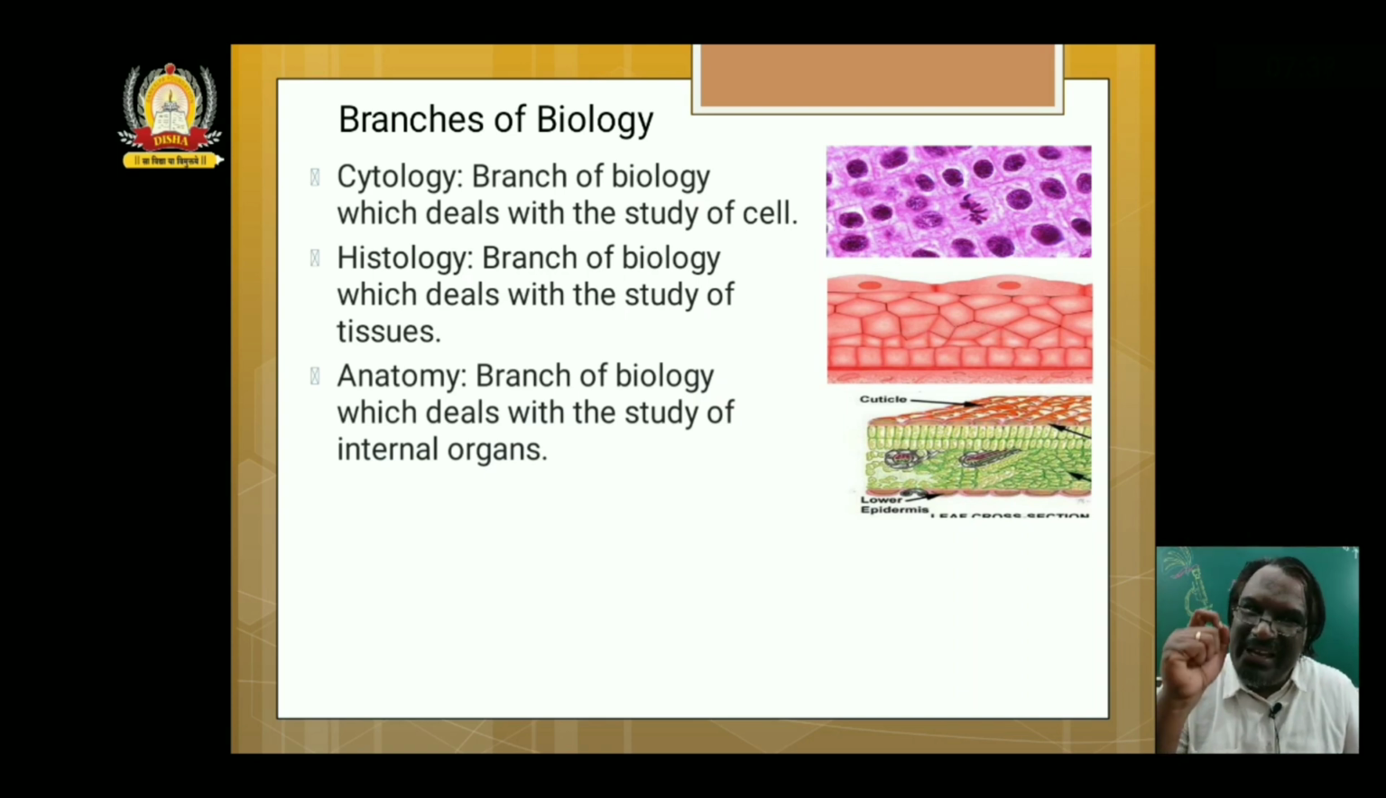Whereas anatomy in animals is different, because here you find organ grade organization, organ system grade organization, because there are internal organs also, such as brain, heart, lungs, liver, pancreas, kidney, gonads, etc. Cytology, study of cells; histology, study of tissues; anatomy, study of internal organs.